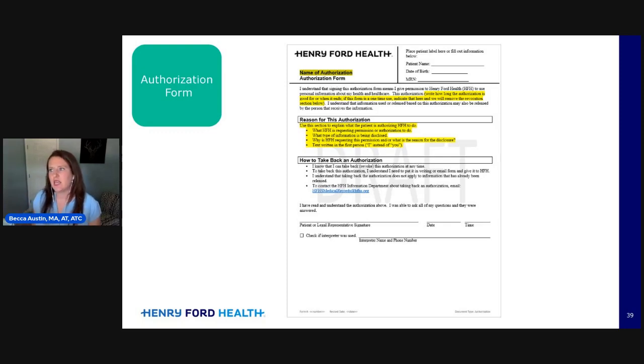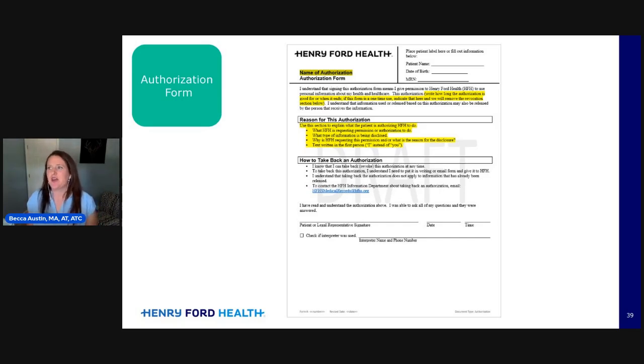And then if that's an indication, we actually take out the how to take back an authorization, because we are only using this once. We make that very clear at the top that we're using this for a one-time use. And then after that, this authorization is no longer good. So once that information is released the first time, that's it. That's all this authorization is good for.